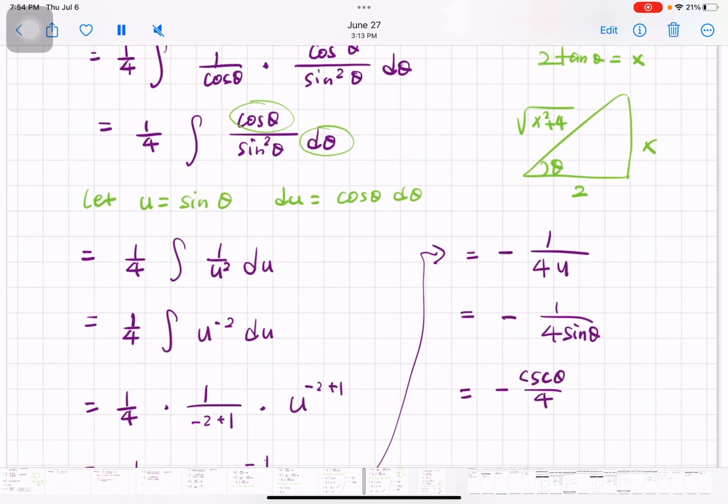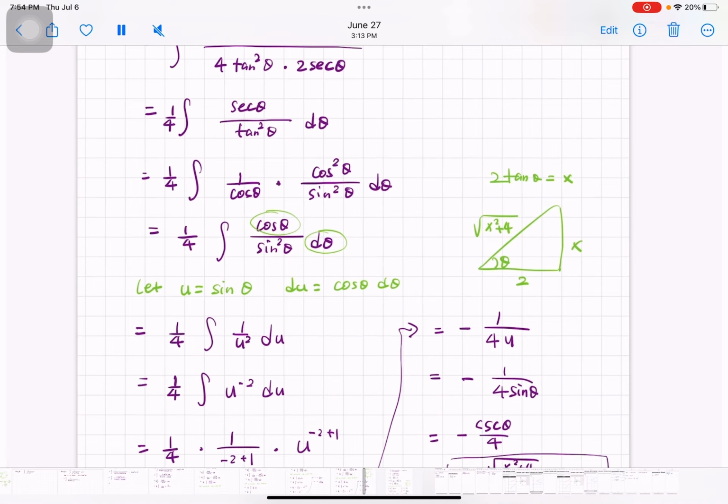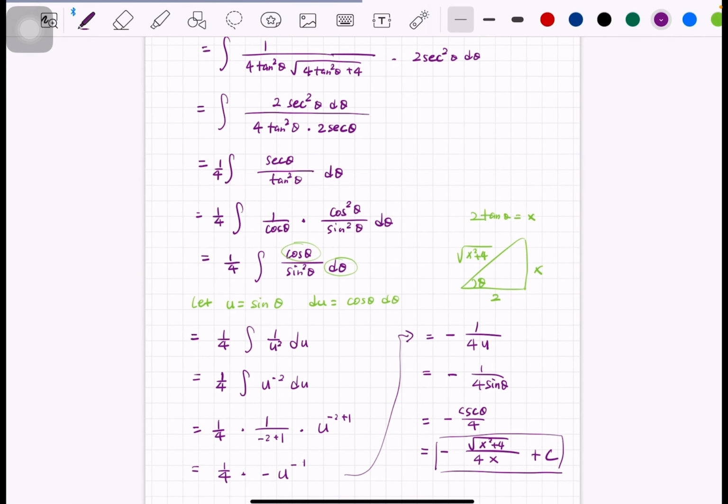One over sine theta is cosecant theta. And the cosecant is the hypotenuse over the opposite, which is the square root of x squared plus 4 over x. Multiply by the 1/4 we had originally, so we get negative the square root of x squared plus 4 over 4x plus c.